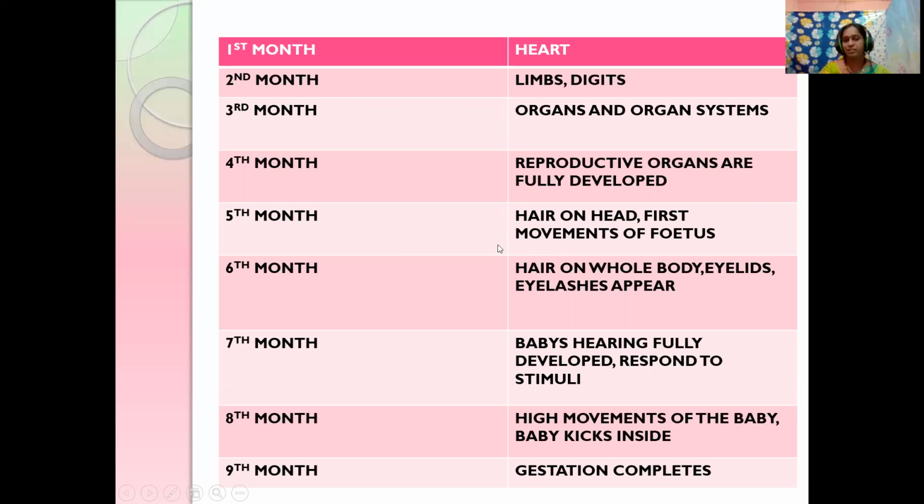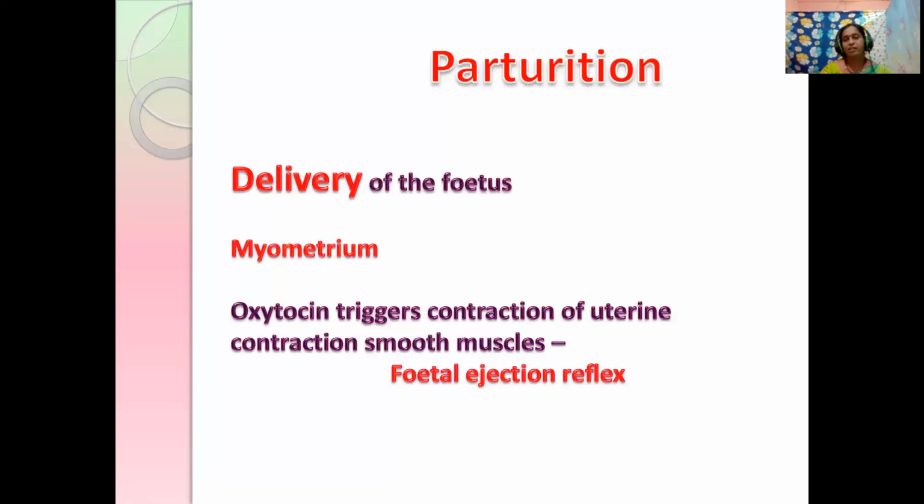In the 6th month, hair appears on the whole body, and eyelids and eyelashes appear. In the 7th month, the baby will be able to hear completely and respond to external stimuli. In the 8th month, the baby will be kicking her mother inside, and in the 9th month, the gestation period completes. Finally, the baby comes out. That is called parturition, so delivering the baby.